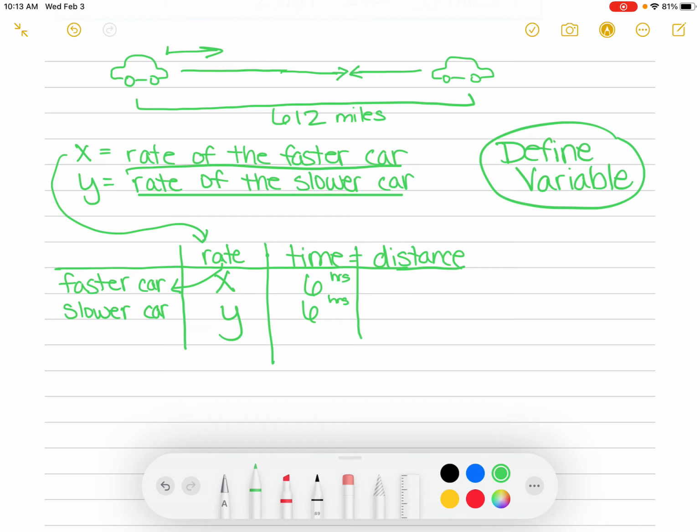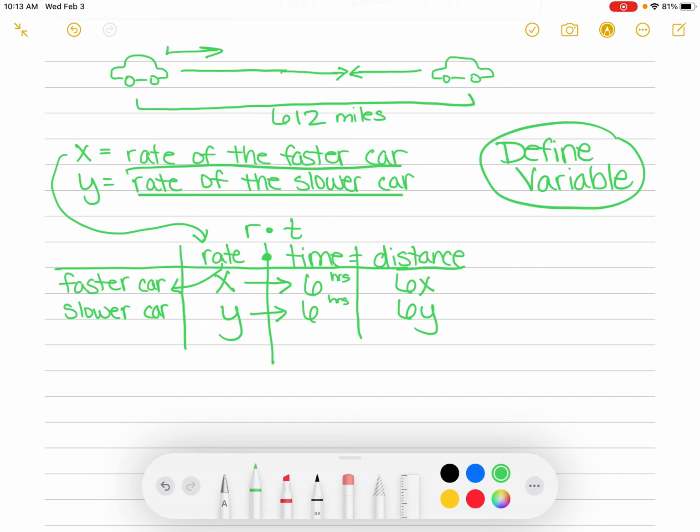Okay, so now how do I find the distance? Well, it tells me right here. I do rate times time. So I'm going to do X times 6 gives me 6X, and Y times 6 gives me 6Y. Okay, so that's how I figured out my distance.